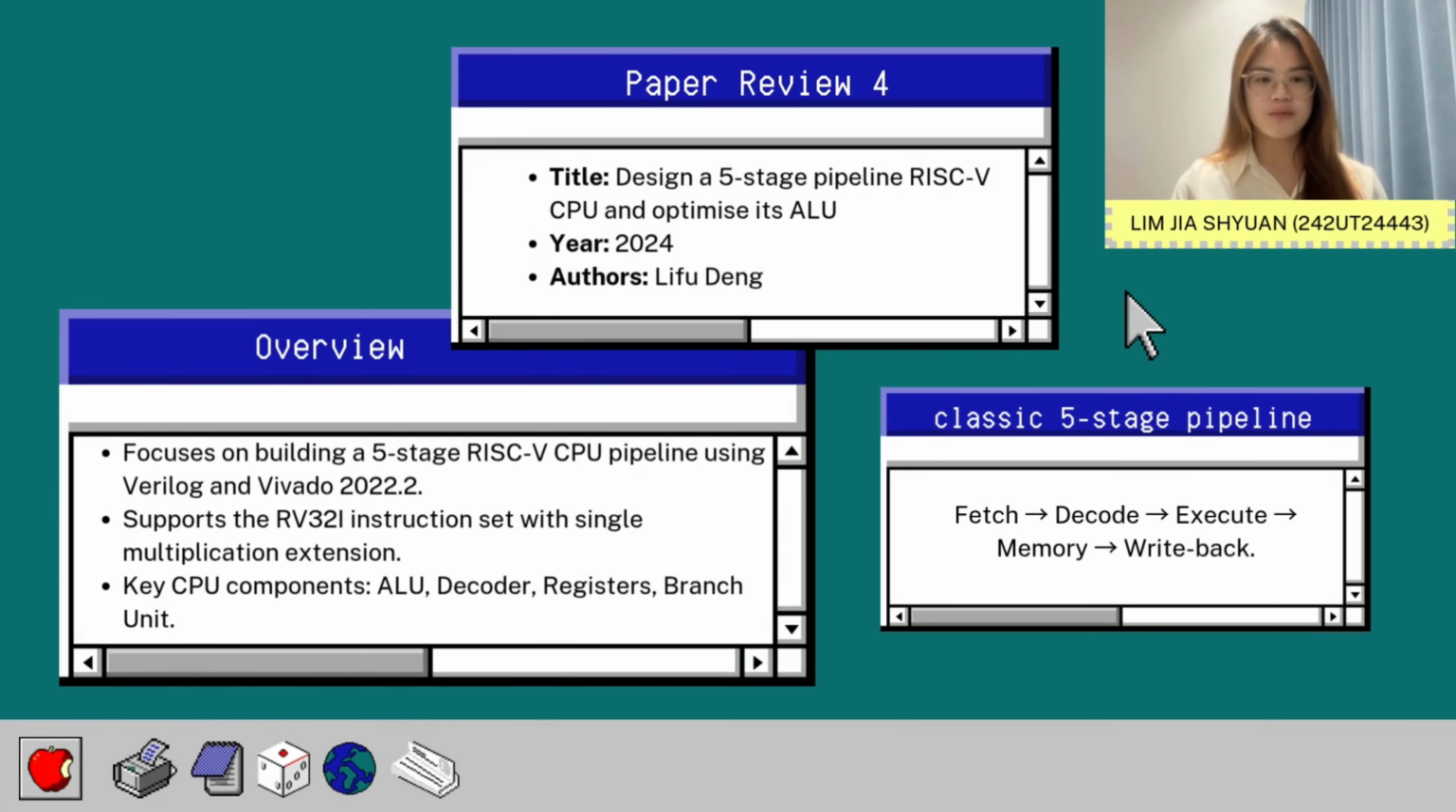Lastly, the final research paper, published in 2024 by Li-Fu Deng, presents a 5-stage pipeline RISC-V CPU built in Verilog and Vivado. The design supports the RV32I instruction set with multiplication functionality and follows the classic 5-stage pipeline: fetch, decode, execute, memory, and write back. It emphasizes improvements in the ALU, decoder, register files, and branch unit, demonstrating a practical and optimized processor implementation.